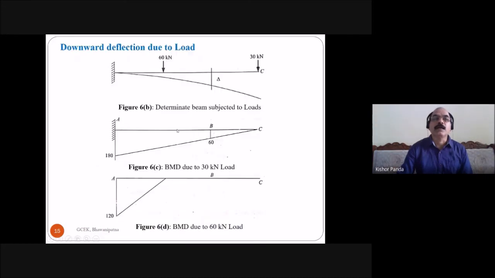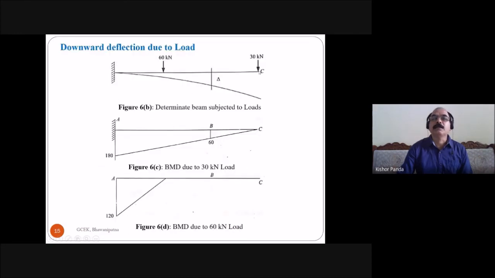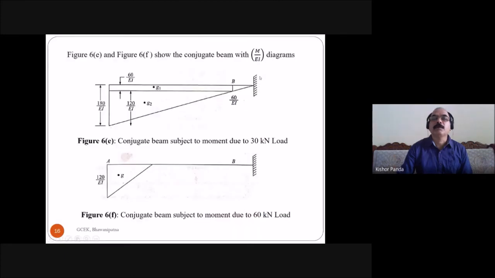In the real beam this end is fixed, and in the conjugate beam this end is free. This end is free in the real beam and fixed in the conjugate beam. Similarly here, fixed and free. The M by EI diagram is the loading for the conjugate beam. Then how will we find the deflection at B?